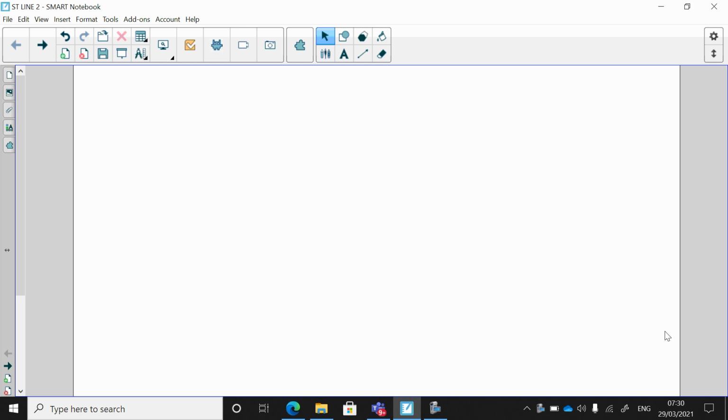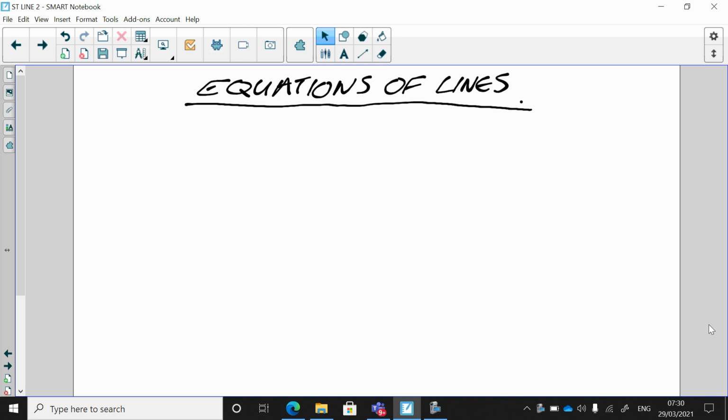Hi folks, welcome back. This is the second part of the straight line topic. We'll move swiftly on and get equations of lines in two dimensions here.